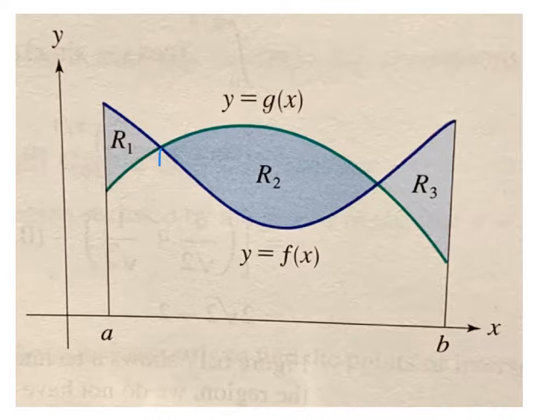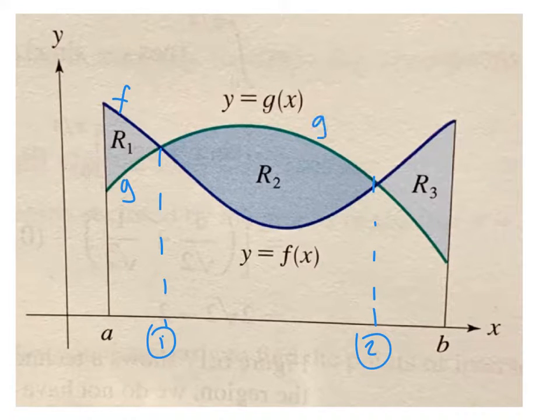From A to this point here, f of x is on top and g is on the bottom. From this point, let's call this 1 and 2. From 1 to 2, you can see that g is on the top and f is on the bottom. And then from 2 to b, f is on the top and g is on the bottom. Because the curve switches back and forth, we can't just integrate straight, because we don't know which one to subtract from which. The top curve keeps changing.